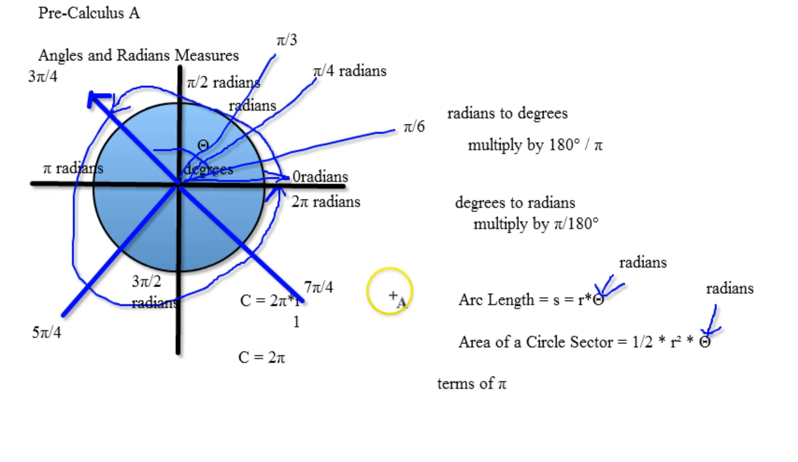Okay, but that's it for angles, radians, and measures. If you guys have any questions, just think about dividing 2 pi into all kinds of measurements, and you can come up with a whole bunch of things.